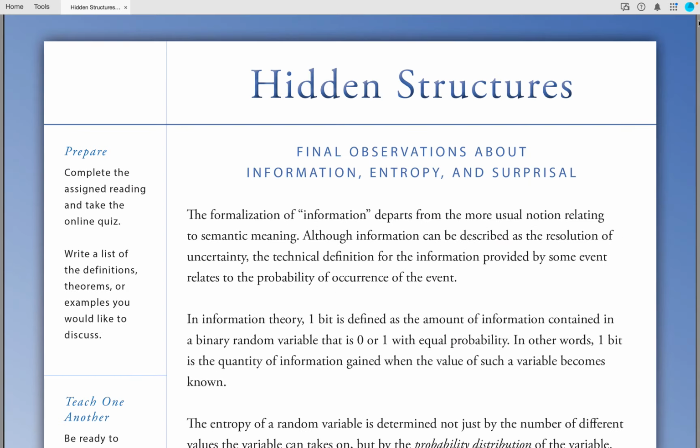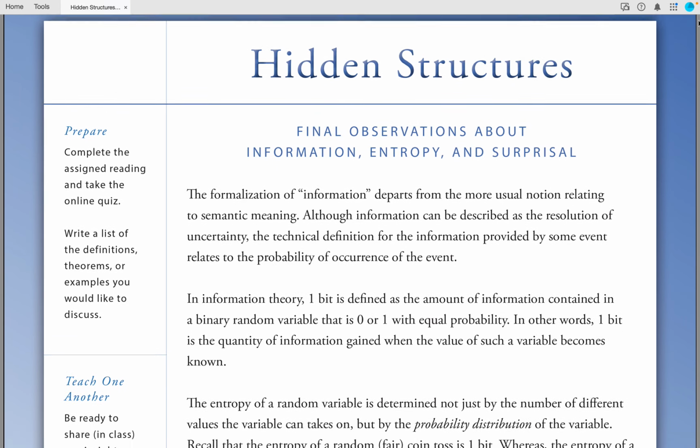Final observations about information, entropy, and surprisal. The formalization of information departs from the more usual notion relating to semantic meaning. Although information can be described as the resolution of uncertainty, the technical definition for the information provided by some event relates to the probability of occurrence of the event. In information theory, one bit is defined as the amount of information contained in a binary random variable, that is 0 or 1, with equal probability.